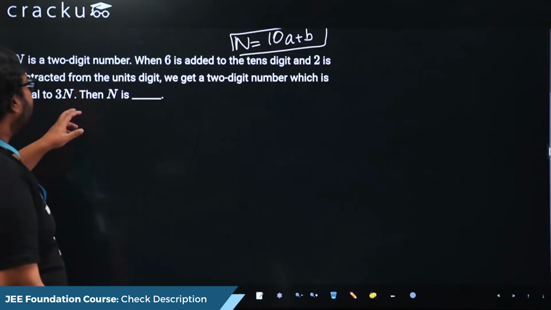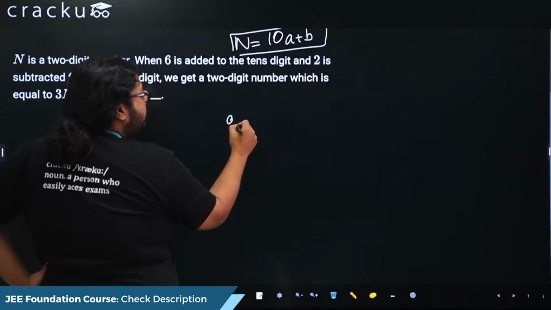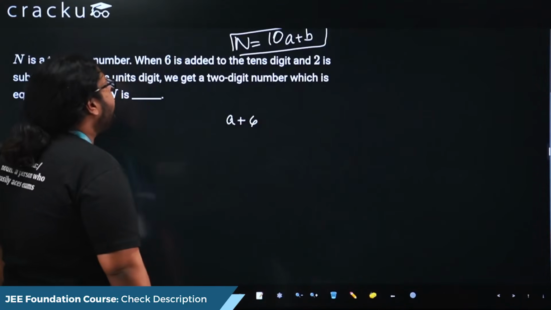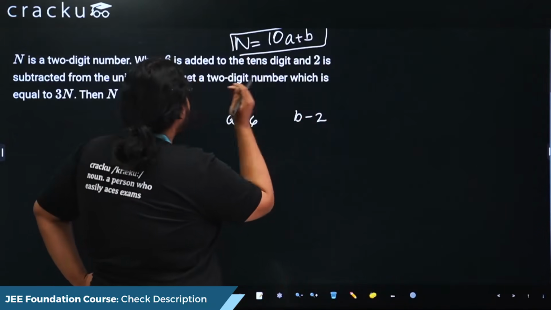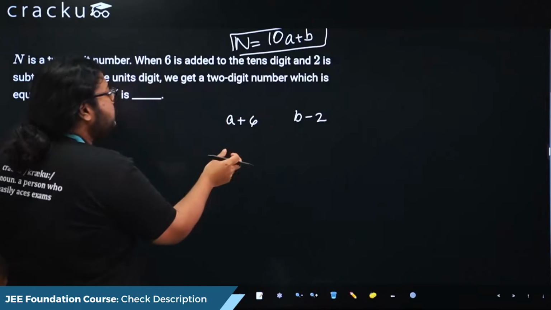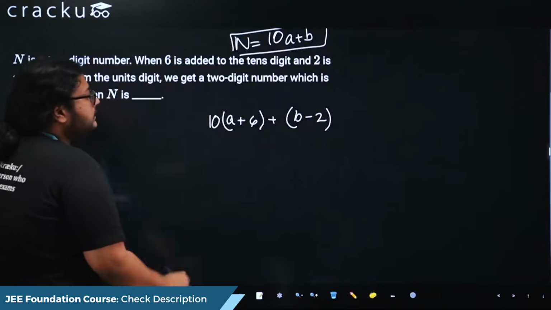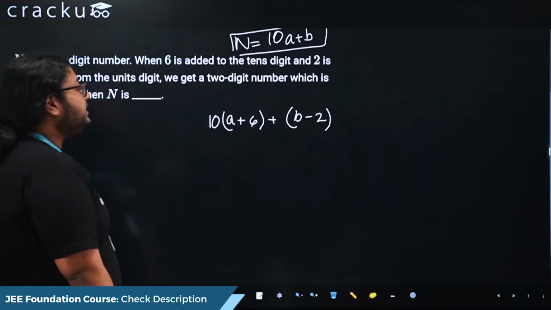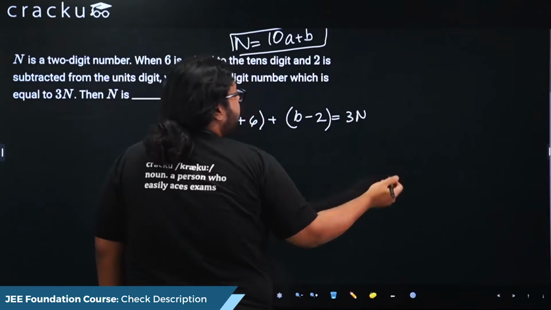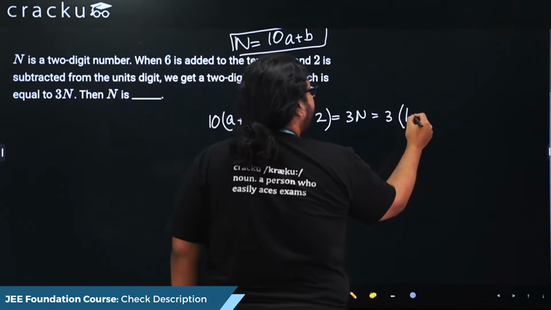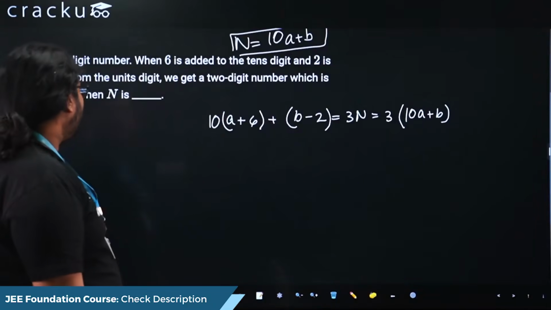So now that tells me n is a 2-digit number. When 6 is added to the tens digit, so the tens digit is what? A. So a, if I add 6, and 2 is subtracted from the units digit, the units digit is b, if I subtract 2, we get a 2-digit number. Okay, so after this also, we get a 2-digit number only. This number is equal to 3n, which is essentially 3 into 10a plus b, the original number.